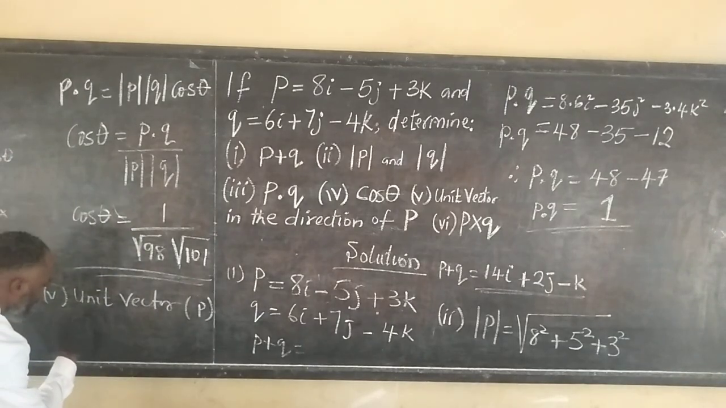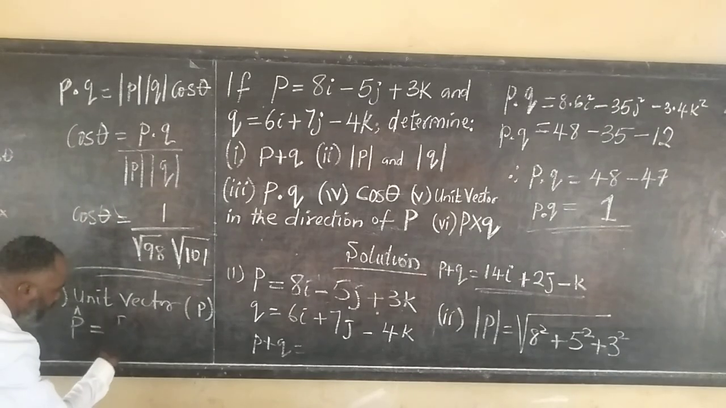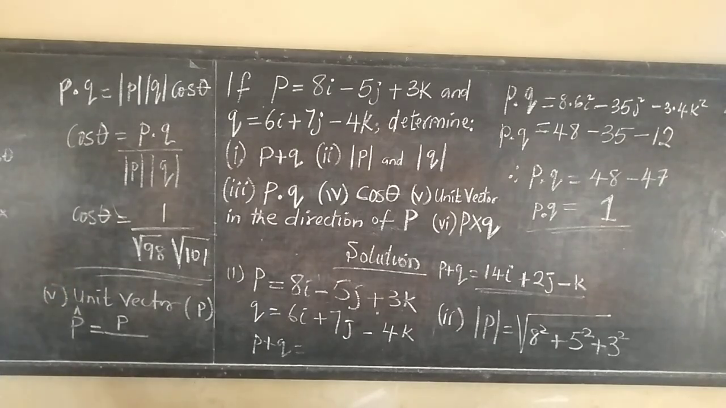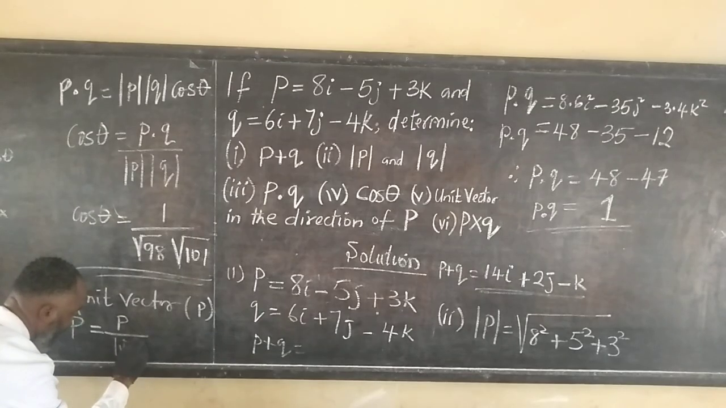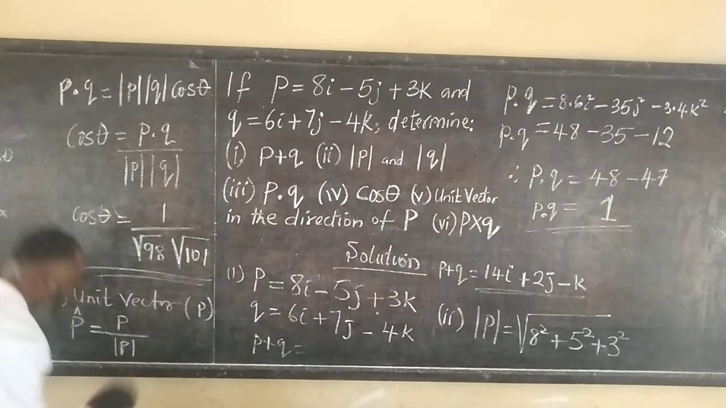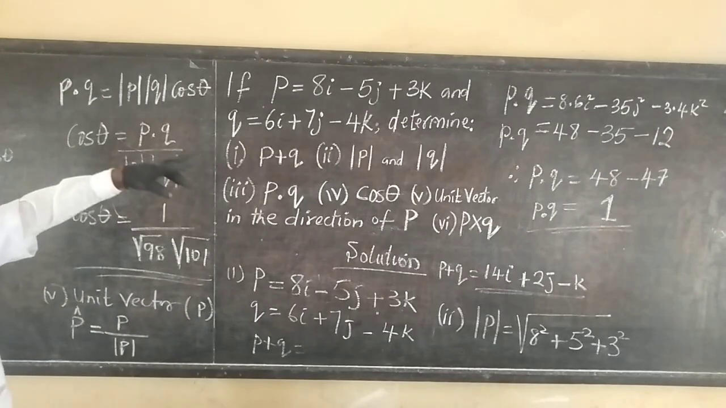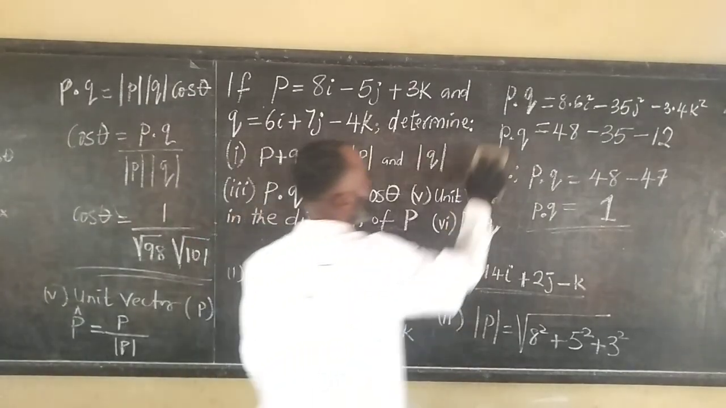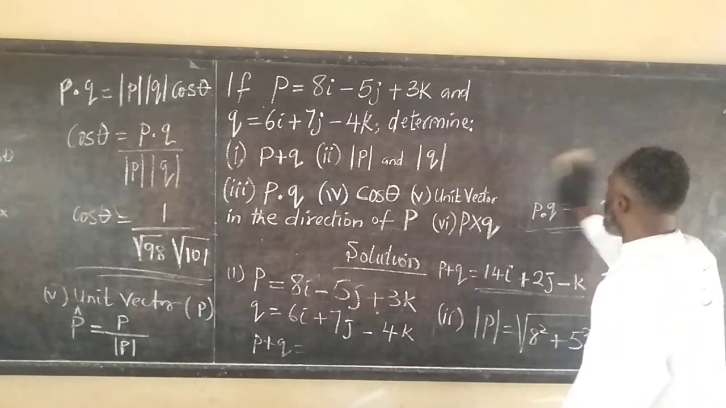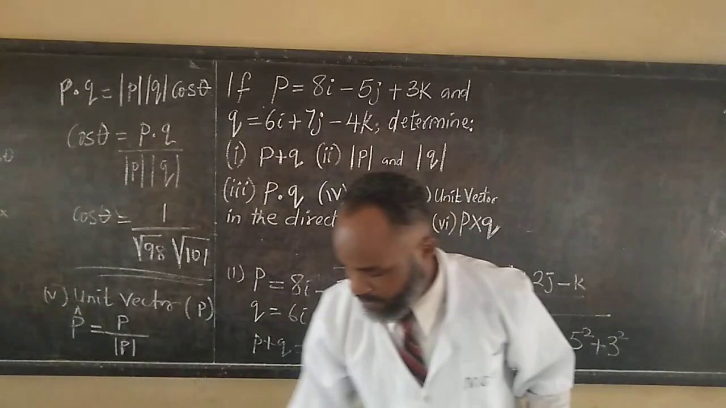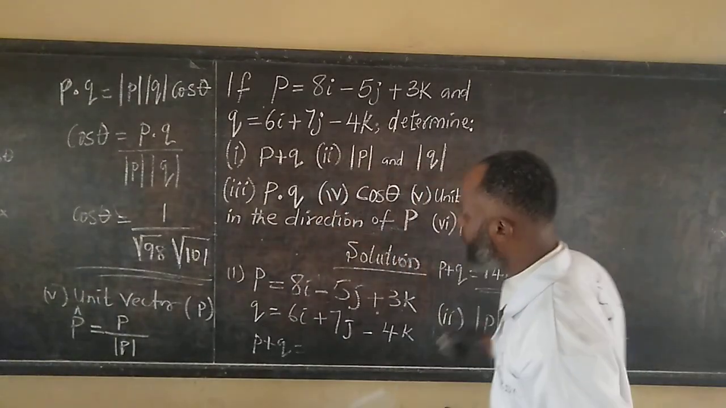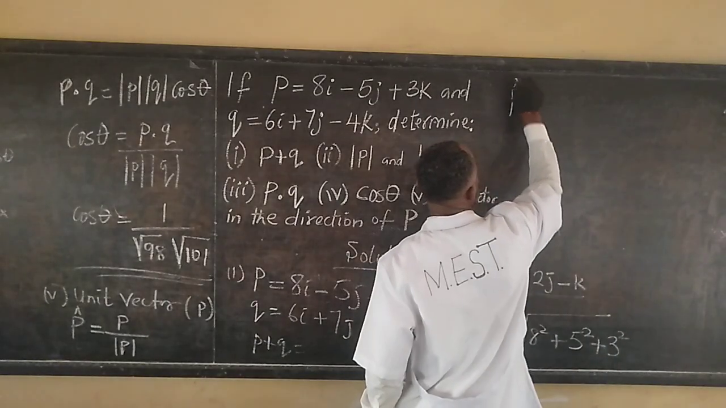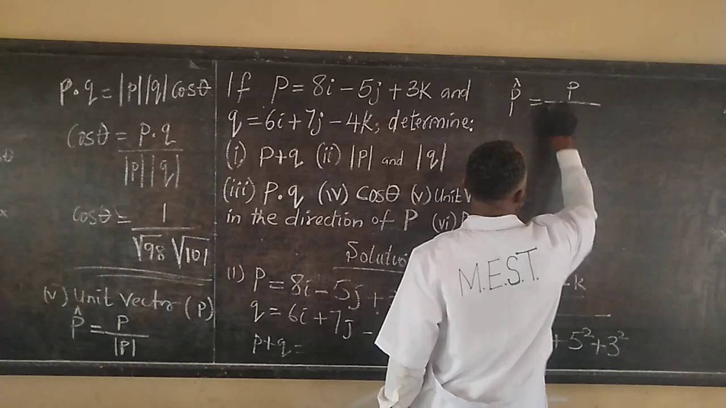The unit vector in the direction of P is given as P-caret equals P all over modulus P. Yes, all over modulus P. Take it that way. With this, we can now state the unit vector over there. If we clean this side, we can equally state the unit vector quickly without wasting time. So caret P, used to represent the unit vector, is equal to P all over this.